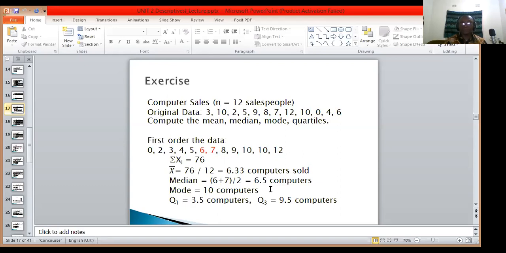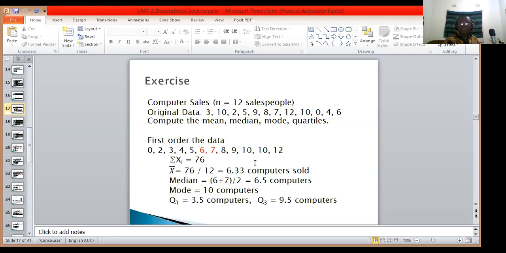So we move to the mode. We said once we arrange our measurements in order, we find the measurement that has the most appearances. That becomes our mode. So if we look at our measurements here, we have got the measurement 10, which is appearing twice. So that's what we pick as our mode.